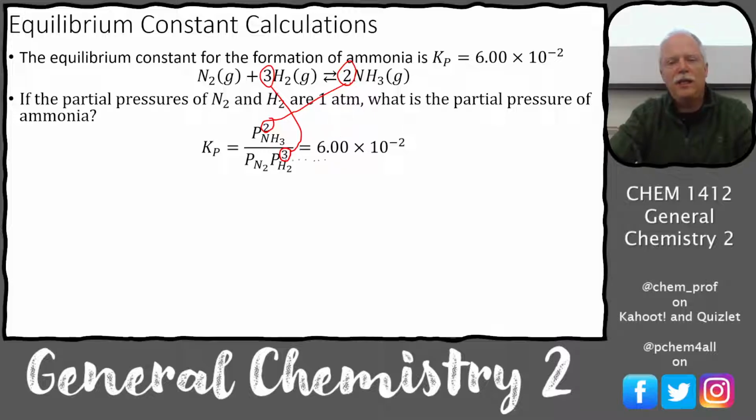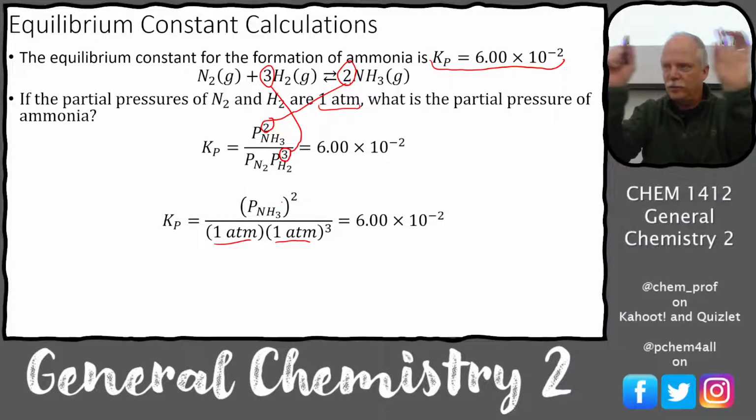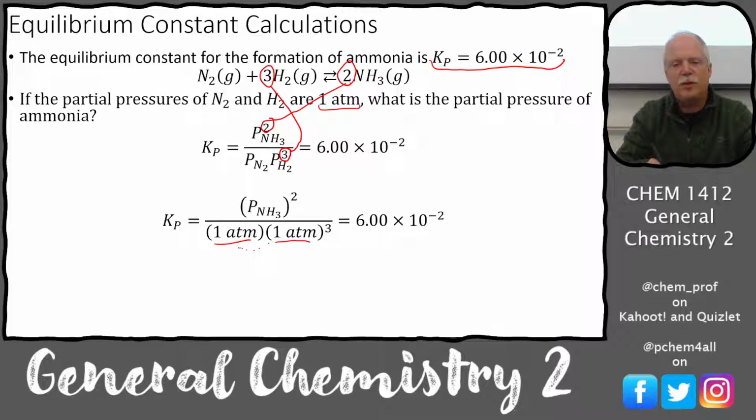And so we have this equation, and this Kp is our equilibrium constant. So we put that in there. And we know 2 out of the 3 variables. It says the partial pressures of nitrogen and hydrogen are 1 atmosphere. So those go down here in the denominator. And it's asking for the partial pressure of ammonia. So we don't even need a table for this one. We just need to know the equilibrium constant expression.